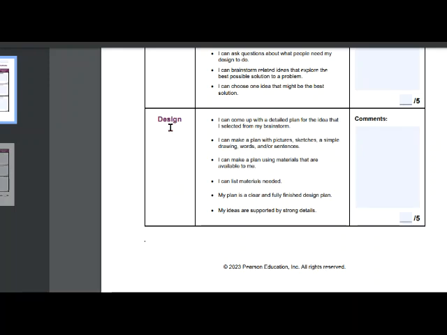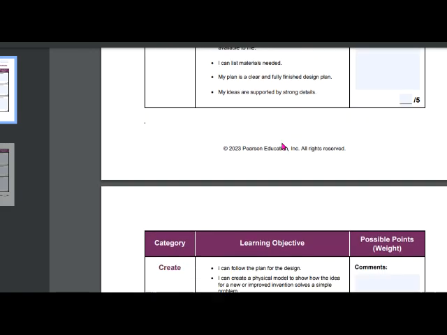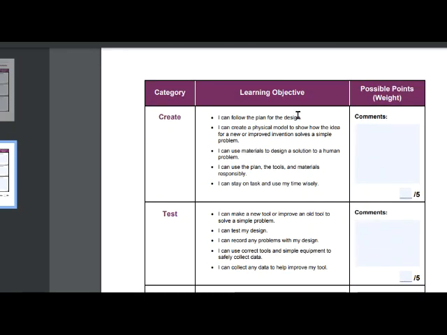All right, in the design section, you need a detailed plan. So that means you need those materials, you need those pictures, you need those sentences. Make sure that your plan is clear and fully finished in the design section. For create, follow those plans of your own design. Create a physical model. So remember, you're creating something using real materials, rocks, clay, sticks, mud, any materials that you got ideas from your lesson. All right, and then use your plan and those materials to actually create and build your model.